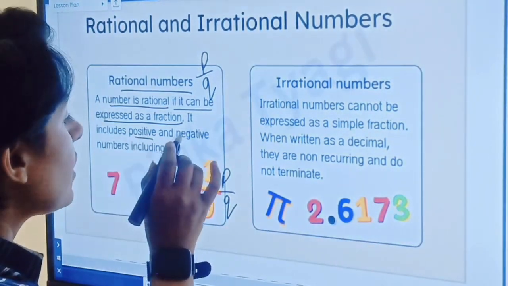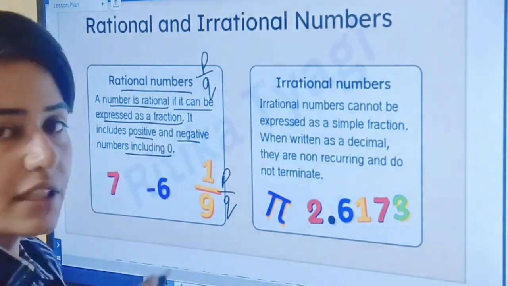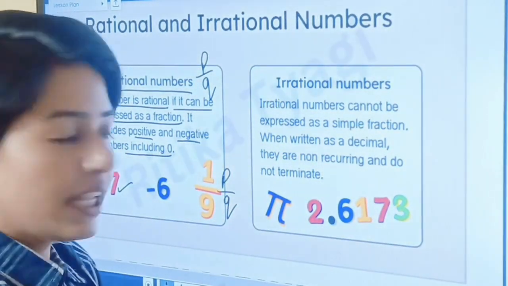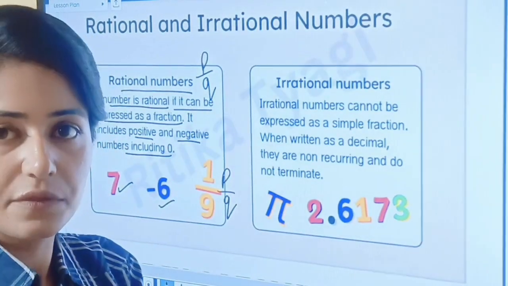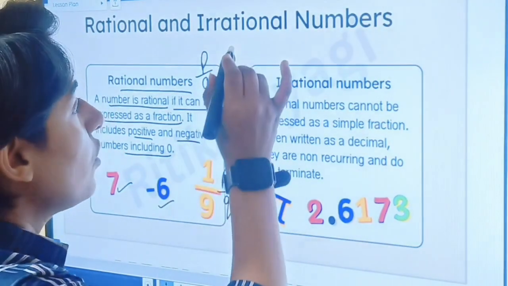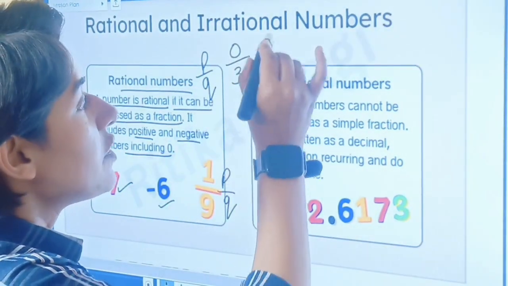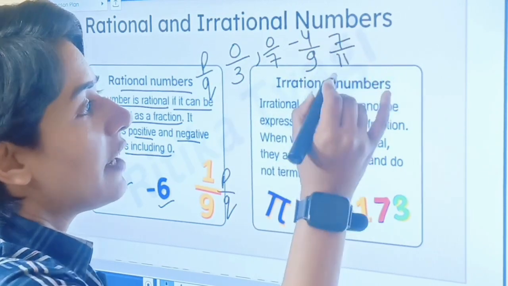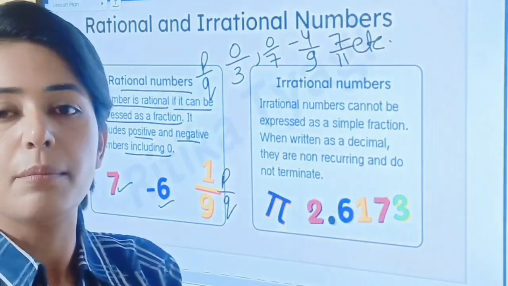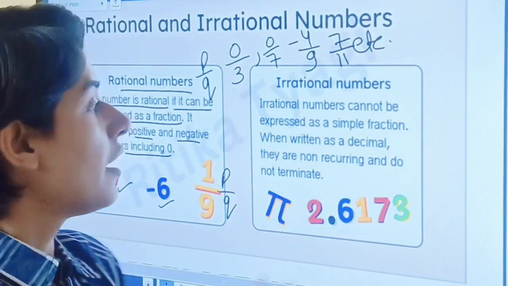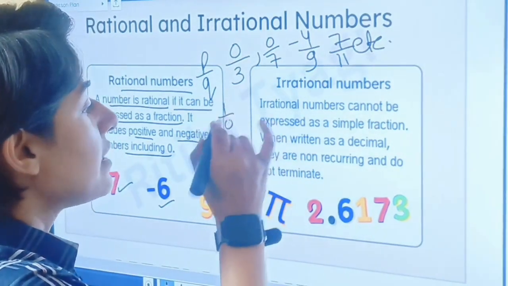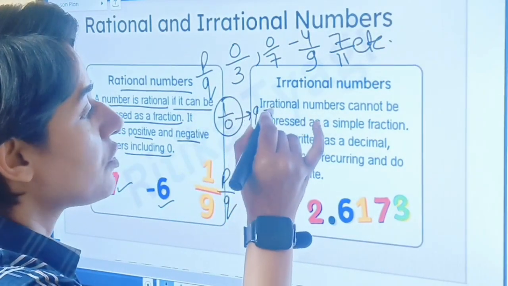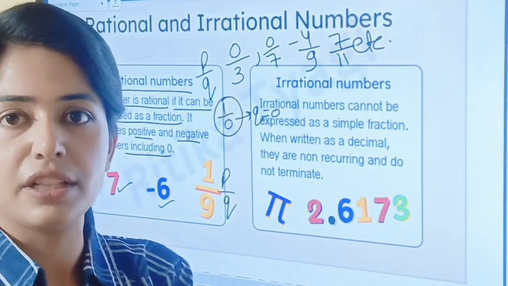It includes positive and negative numbers including 0. Means here the number can be positive, that is positive 7, as well as negative, that is negative 6, and also 0 by 3, 0 by 7, negative 4 by 9, 7 by 11, etc. All these numbers are rational numbers except 1 by 0. The numbers where q is equal to 0 are not rational numbers.